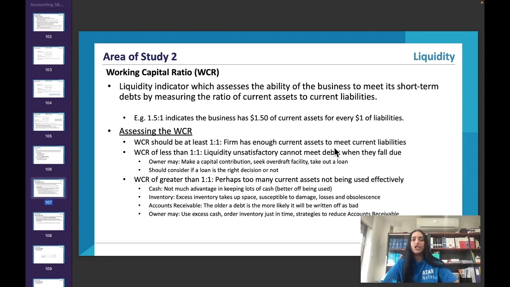So, working capital ratio assesses the ability of the business to meet its short-term debts by measuring the ratio of current assets to current liabilities. So, working capital ratio should be at least 1:1, which means that the firm has enough current assets to cover current liabilities. If it's less than 1:1, then that means that liquidity is unsatisfactory and the business can't meet its debts as they fall due. If the working capital ratio is greater than 1:1, that might mean that the business has too many current assets which are not being used effectively.